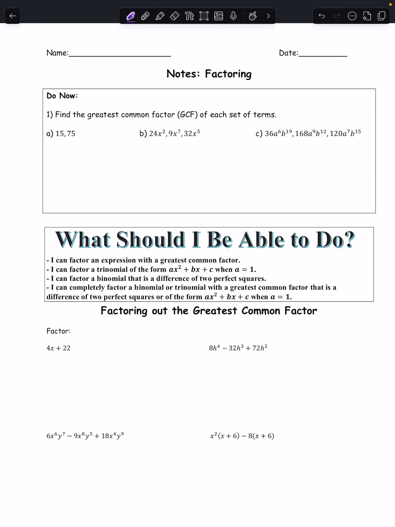So today's notes are all on factoring. For the do now, I want you guys to find the greatest common factor, GCF, of A, B, and C. Pause the video, play it once you're done.